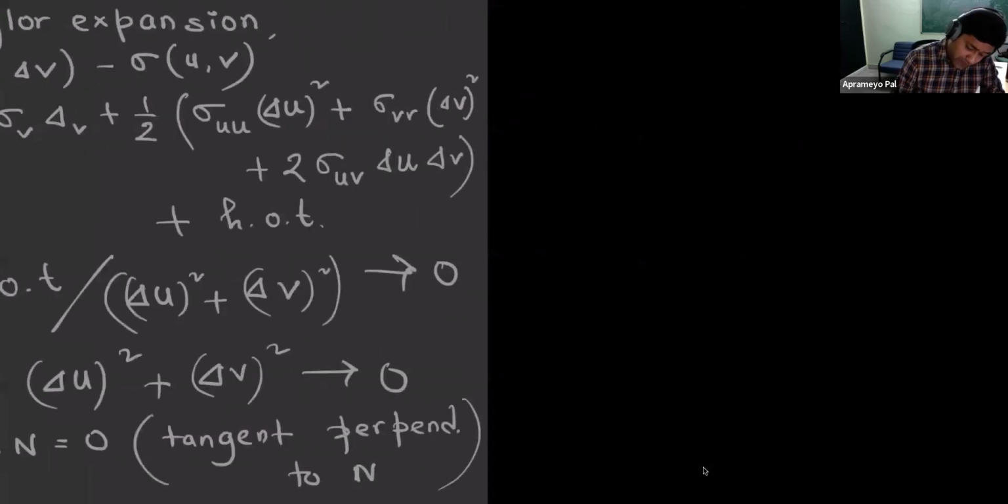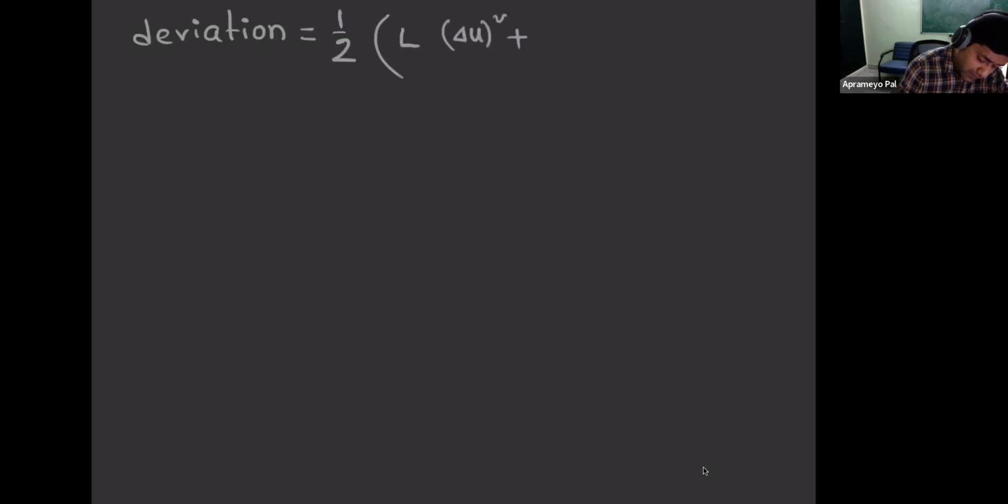It's the exact same thing that happened in the single variable case. And then if this is true, then what happens? The deviation essentially is half, let me denote by L delta u square plus 2 M delta u delta v plus N delta v square. There is an abuse of notation here.